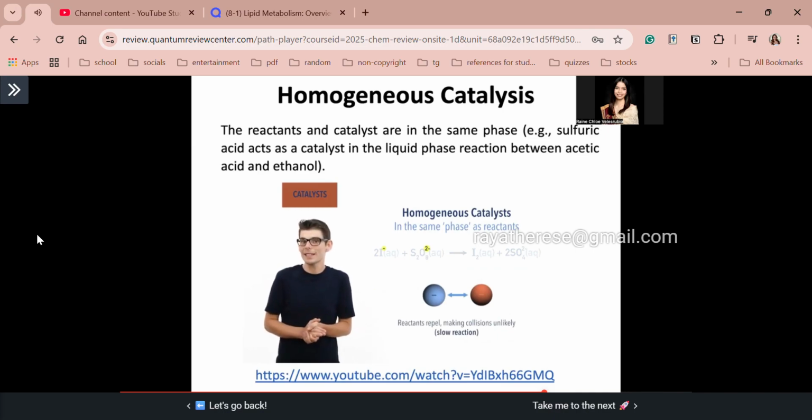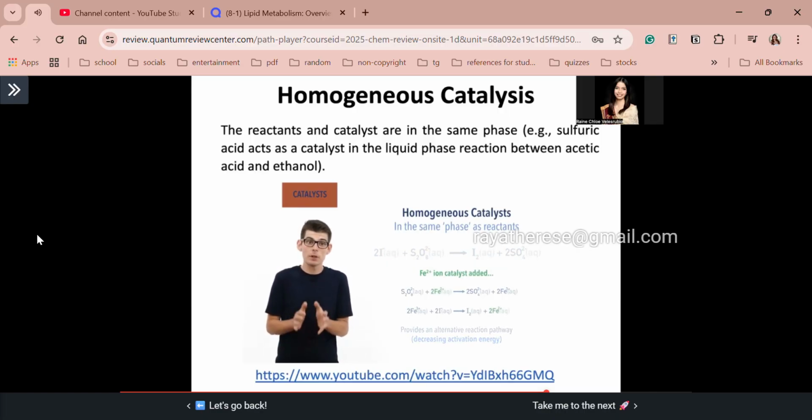An Fe2+ catalyst can be added, however, that provides an alternative pathway for the reaction to occur, massively decreasing the activation energy required and increasing the rate of the reaction. Here, the Fe2+ ion catalyst must also be aqueous, like the iodide and peroxodisulfate ions, making it a homogeneous catalyst, and this is an example of homogeneous catalysis.